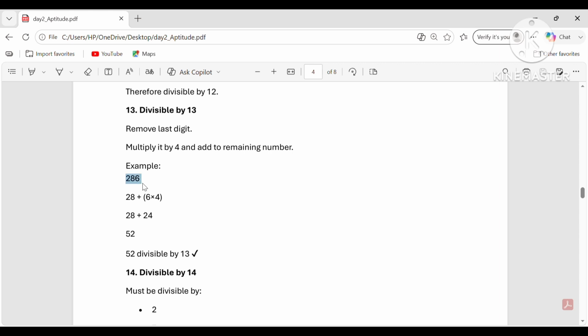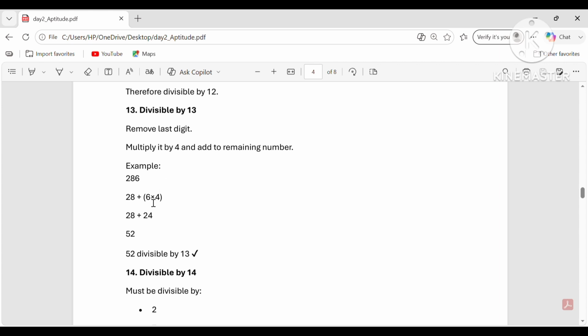We got 9. Last two digits, that means for 4, 32. 32 is divisible by 4. So we got an answer. The given number is divisible by 12 and divisible by 13.